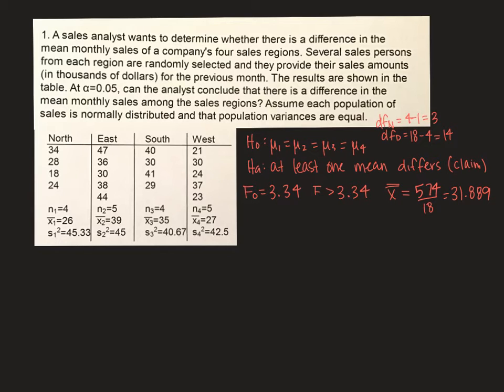So now I have to find SSB. So when we find SSB, we are doing our sample size times the mean of that sample minus the grand mean squared for every single one of those. So for the north, my sample size is 4 times the mean of 26 minus the grand mean squared. And I'm going to do that for all 4 of those.